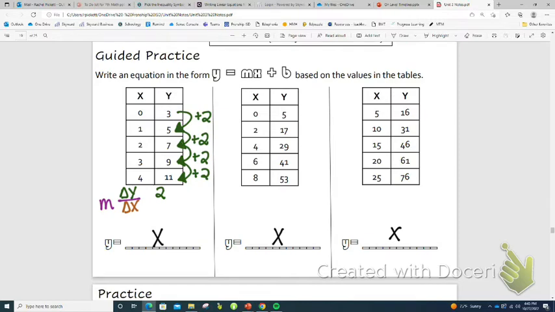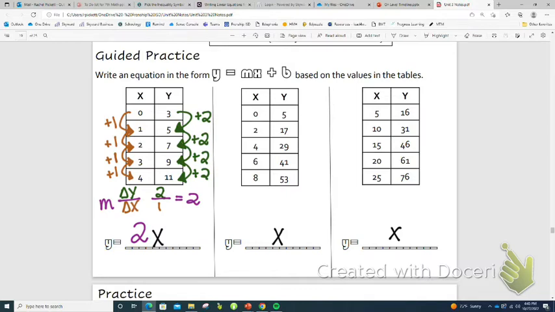The change in x, we're going from 0 to 1, is plus 1. 1 to 2, plus 1. 2 to 3, plus 1. 3 to 4, plus 1. So the change in x is 1. And 2 over 1 simplifies to 2. So we know that it's 2x.